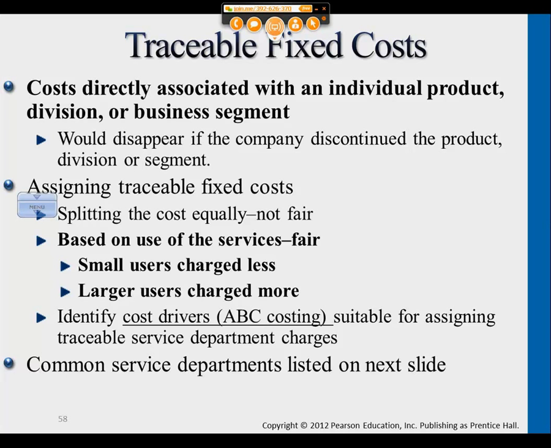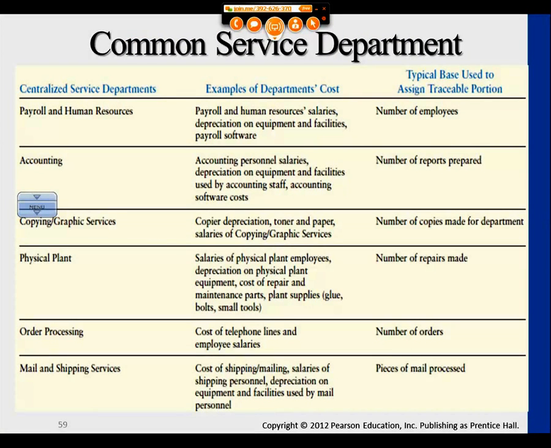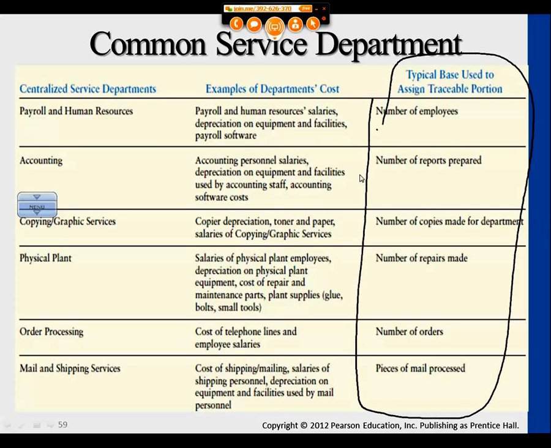So common service departments, let me show you some of them. We have payroll and human resources, accounting, copying, we just talked about them, right? Physical plant, order processing, mail, and shipping services. So talking about that cost driver, that's my number of employees. Let's look right in here, right? This is where you would be looking to try to understand how we are going to allocate those numbers correctly.